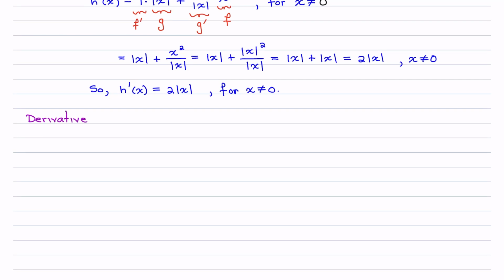So let's compute that using the definition. So what would that be? All right. So h prime of 0 would be equal to the limit as delta x goes to 0 of h of delta x plus 0 minus h of 0 over delta x.